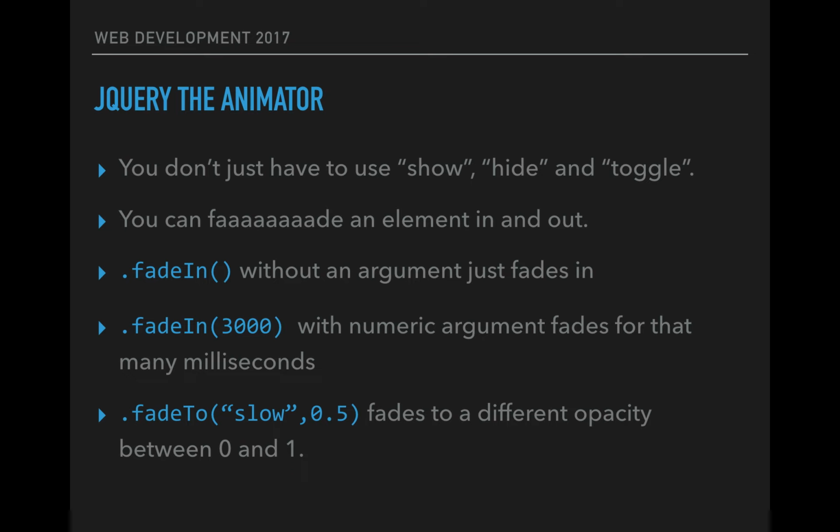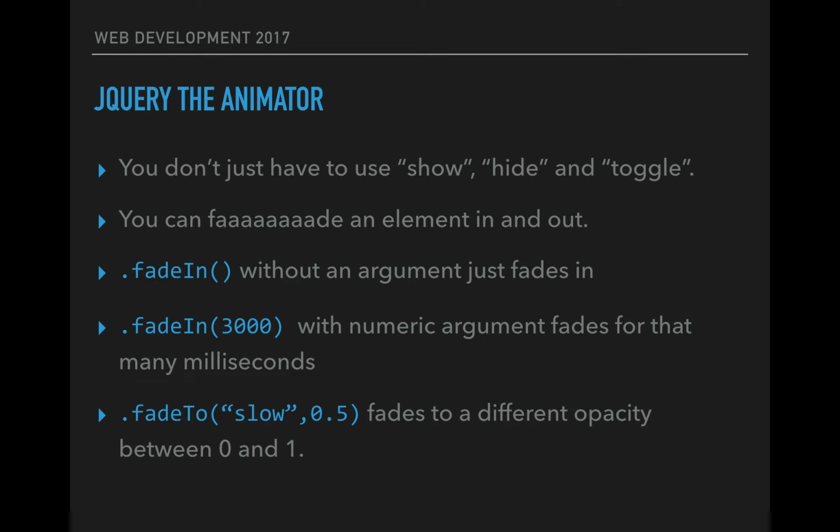There are also built-in words such as slow and fast you can use to make it fade slower and quicker if you don't have a specific number of milliseconds in mind, but you know you want it to be slower or faster than the standard. And what's more, you can give it a second argument, and that second argument will tell jQuery that you want it to only fade in to a certain opacity.